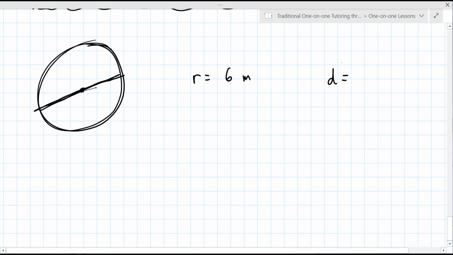The radius is 6. What is the diameter? Sourish, this is the radius. It's 6. You double it, and this is also the radius of 6. What do they add together to become? 12. Okay. So the radius doubled gives you the diameter.